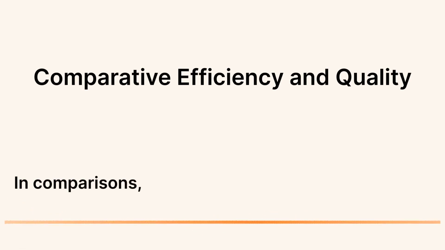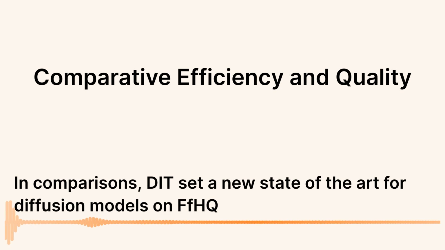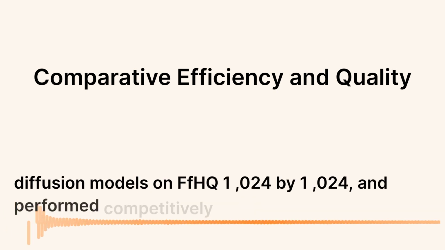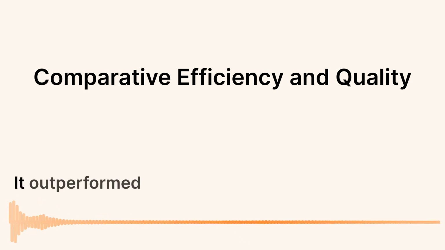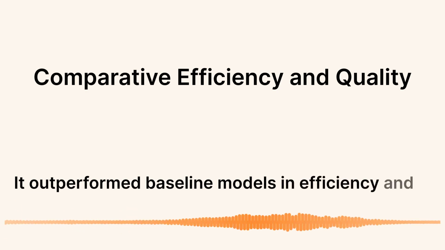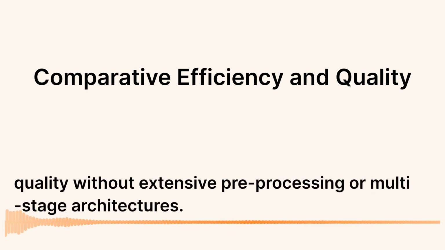In comparisons, HDiT set a new state-of-the-art for diffusion models on FFHQ 1024 by 1024 and performed competitively on ImageNet 256 by 256. It outperformed baseline models in efficiency and quality without extensive preprocessing or multi-stage architectures.